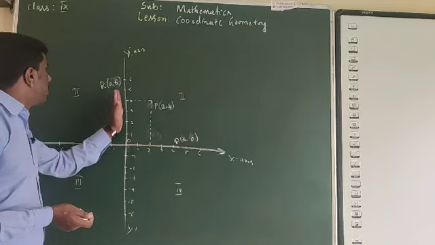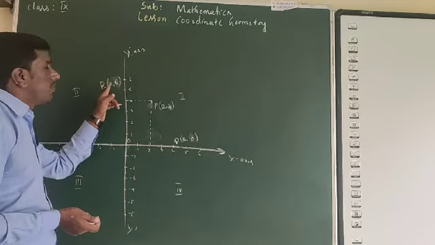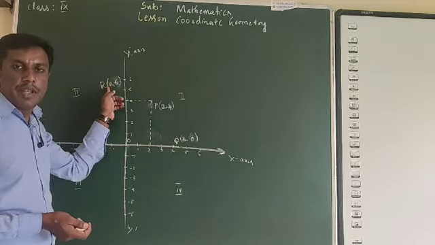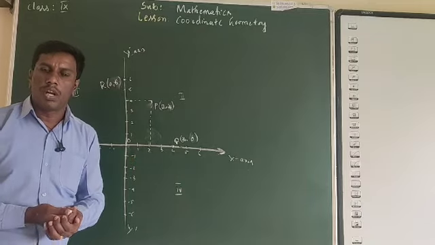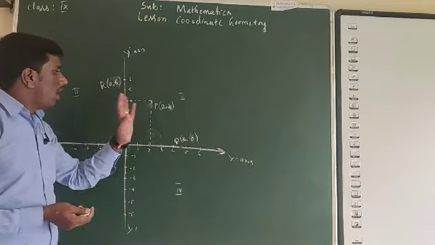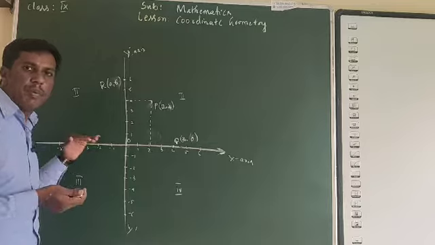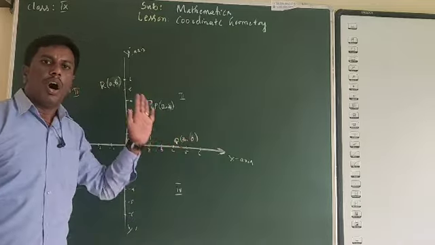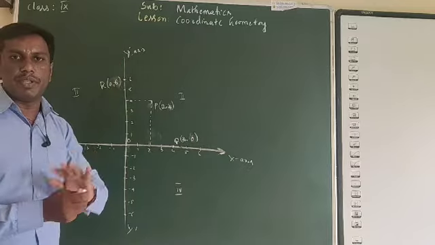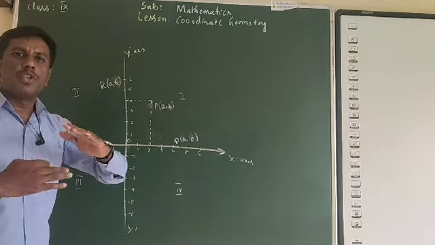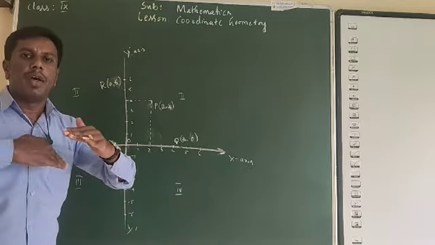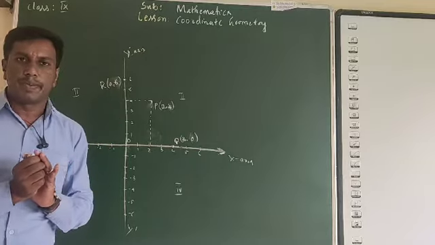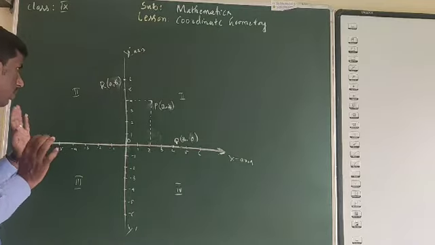If the point lies on the y-axis, abscissa will be 0. Right? So that is the point. You should understand that if the point is on the x-axis, ordinate will be 0. On the y-axis, abscissa will be 0. Why? Because there is no perpendicular distance from the x-axis and y-axis respectively. So therefore it is 0.